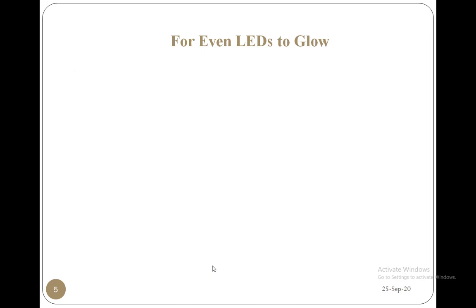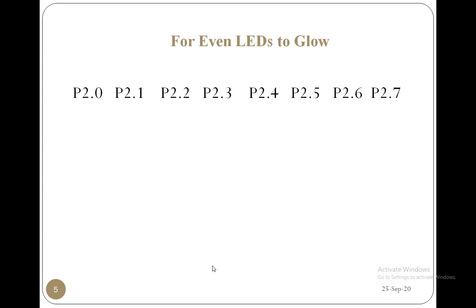That can be seen with this small example. Our aim here is to glow the even LEDs. So how do we glow the even LEDs on the board? For that, first I am considering port 2 zeroth pin, port 2 first pin, port 2 second pin, and so on up to port 2 seventh pin, right?